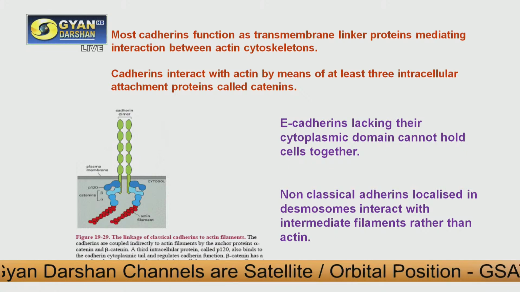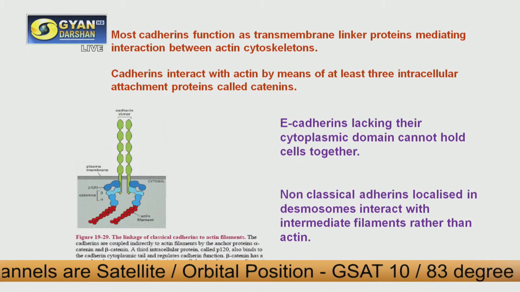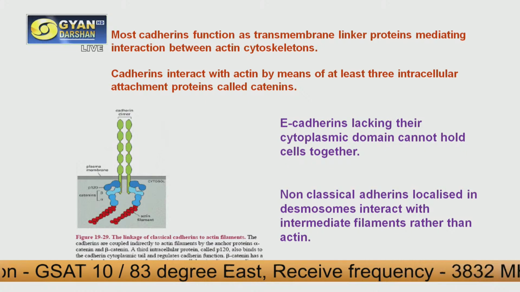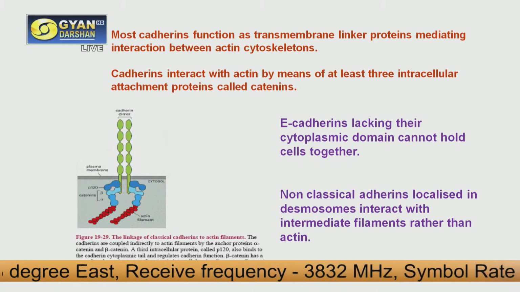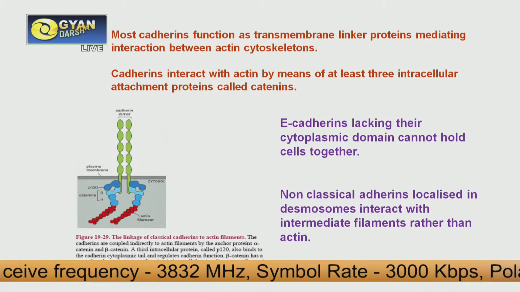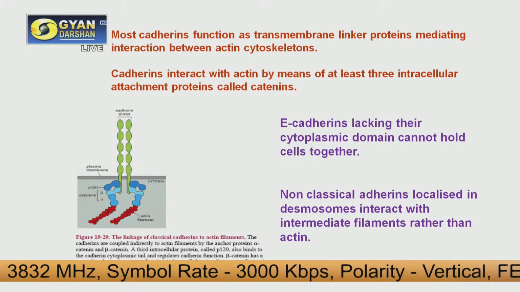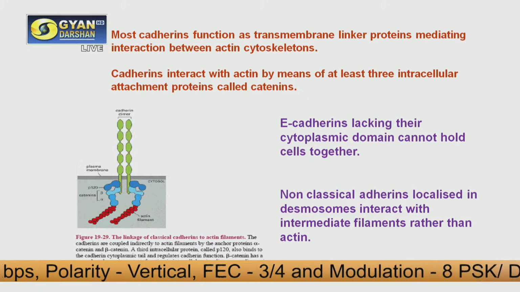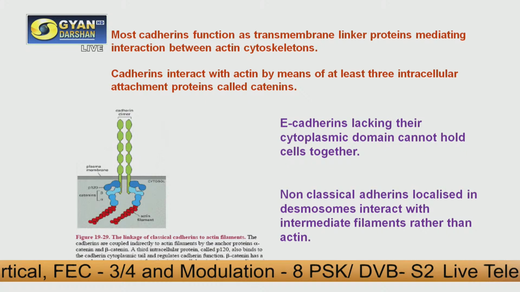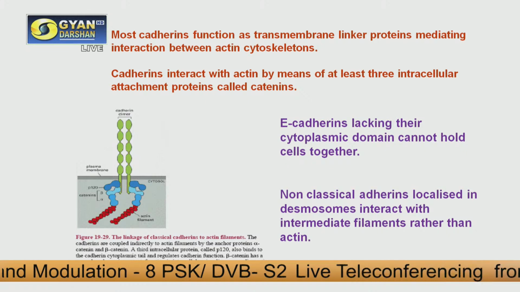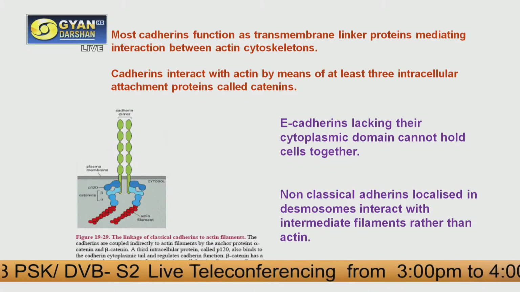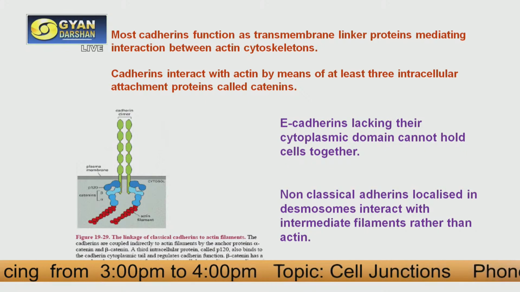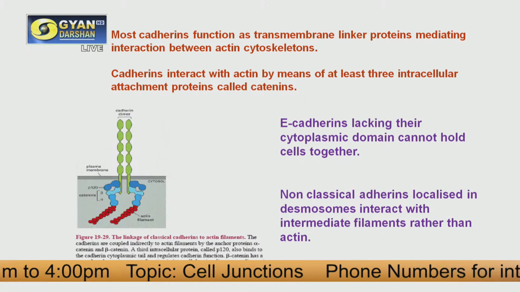What are these proteins? There are three different kinds of proteins which are called catenins: alpha catenin, beta catenin, and P120 proteins. These proteins help to connect the cytosolic portion of a cadherin to the actin cytoskeleton, and that is how they mediate interaction or anchorage with the actin filaments or the cytoskeletal filaments.